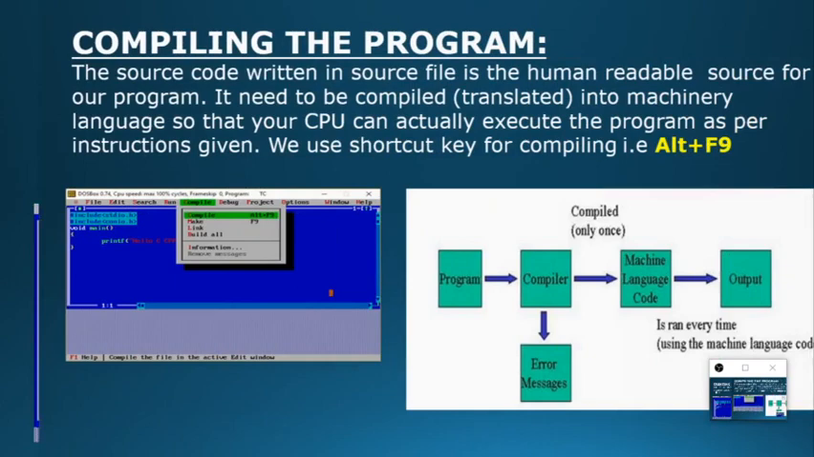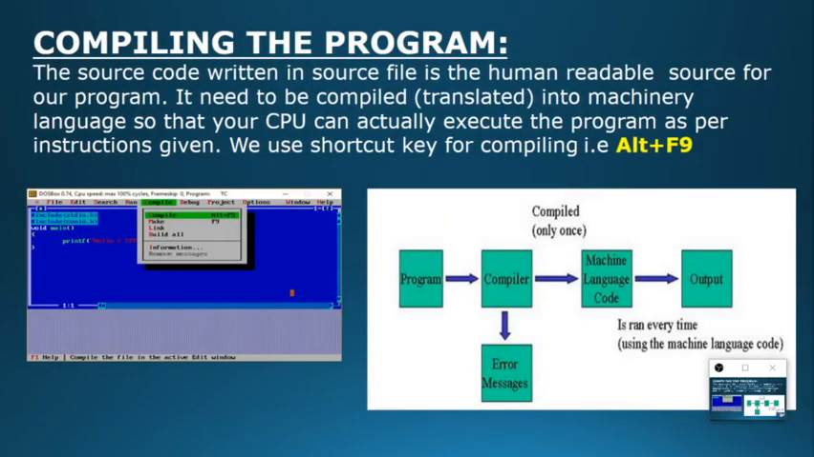The next step is compiling the program. In this we use Alt plus F9 as a shortcut key, or we can go into the compile option. There we will find the option compile. When you have errors it will stop there itself. If you don't have errors after compiling, you can proceed to the next step. The compiler will convert the programming language into machine language.